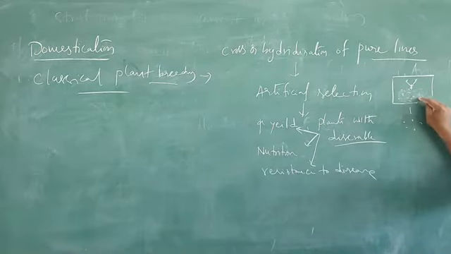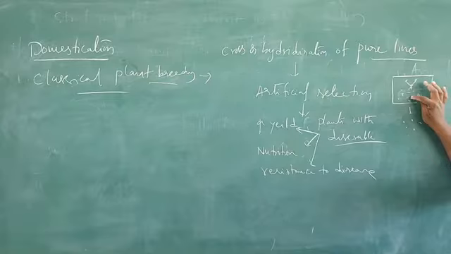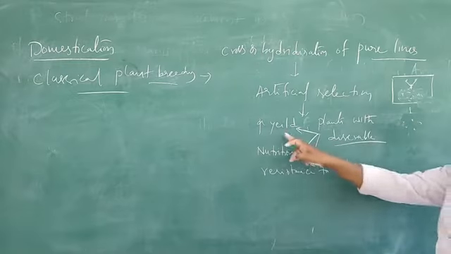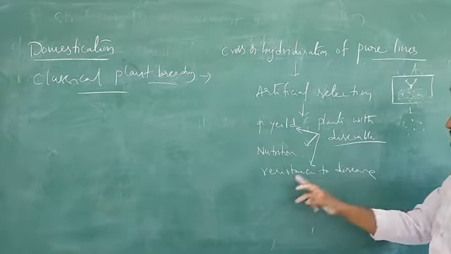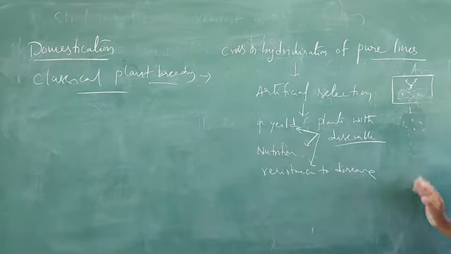Artificial selection means identifying the plants having the desirable features only. In such plants, yield is more, nutrition is more, and resistance to disease is also more. That's it. This is classical plant breeding.